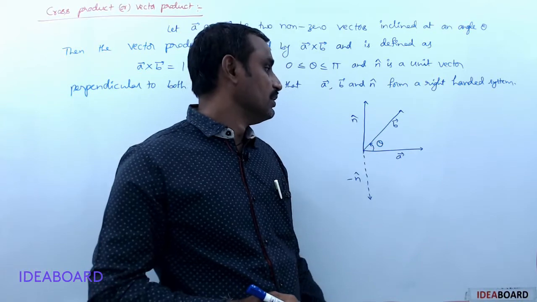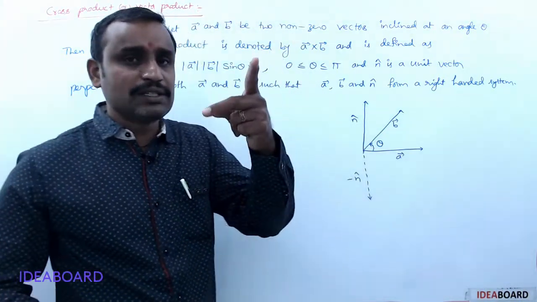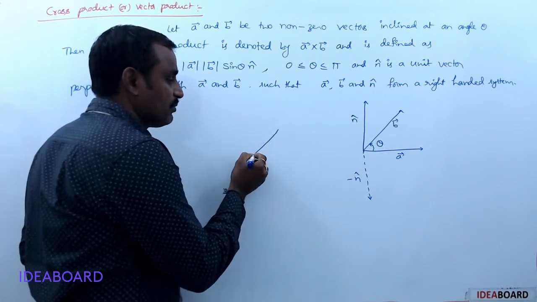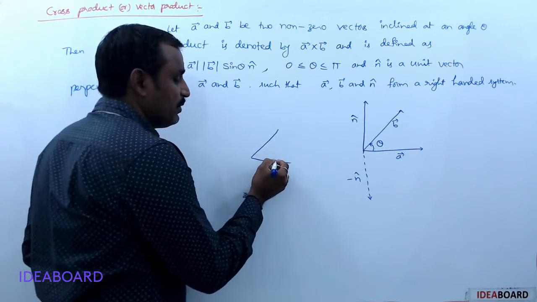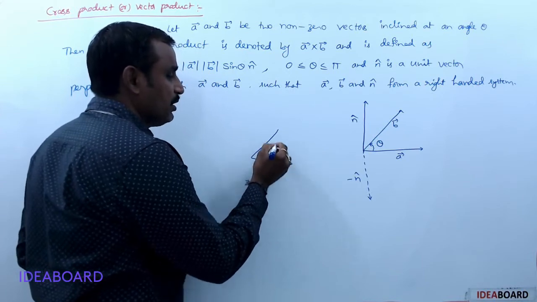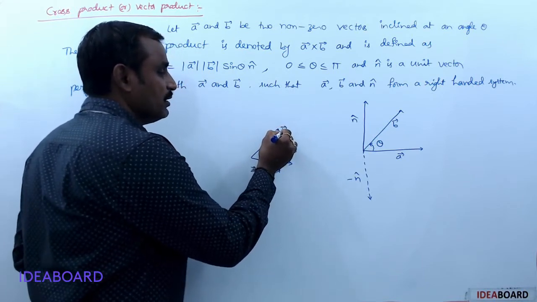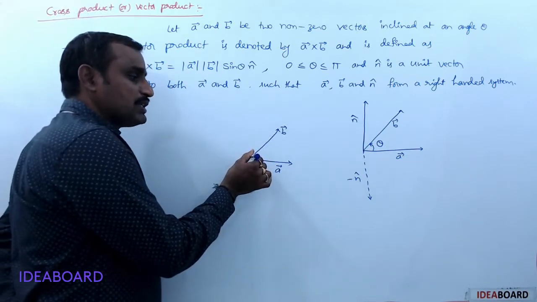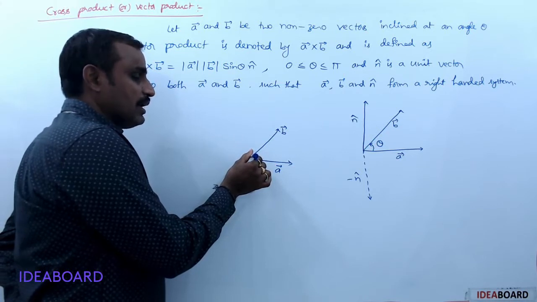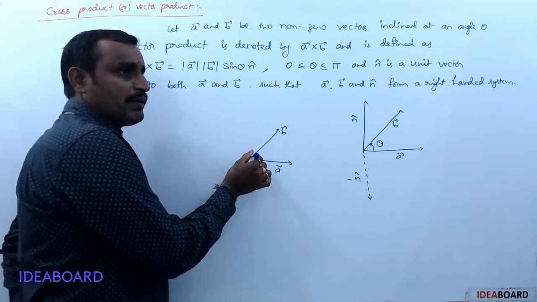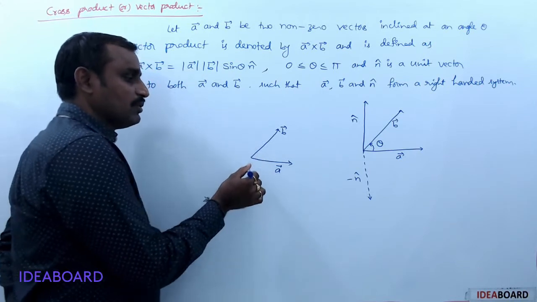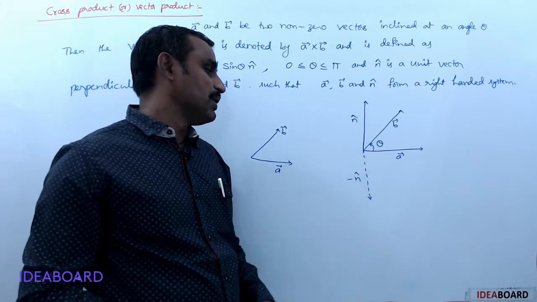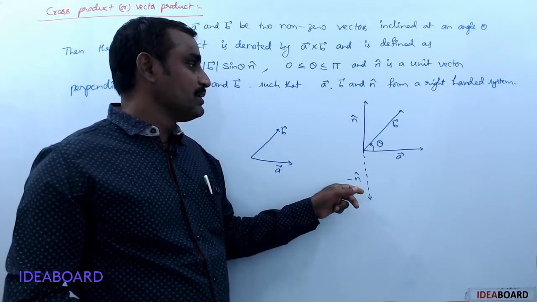Or else, two vectors lie on the same plane. For example, this whiteboard is one plane, and on the plane we have two vectors, A bar and B bar. Then n cap is perpendicular to this plane, which means it is perpendicular to both A bar and B bar vectors. If you take downwards, it is minus n cap.